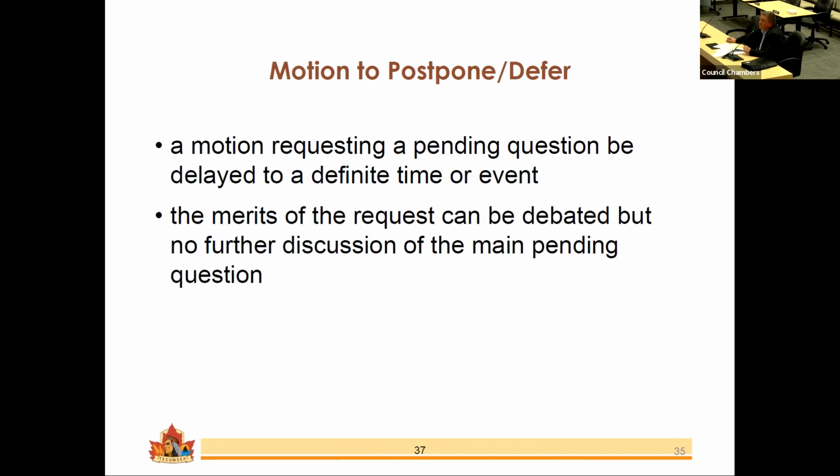Motion to postpone or defer. That's usually when the pending question, the motion on the floor for consideration, there's a desire to delay that to a definite time or event. Perhaps council wants some more information, or an event has to happen first.